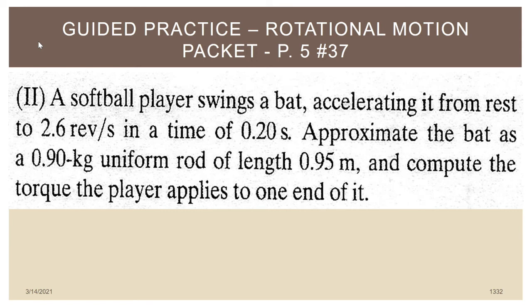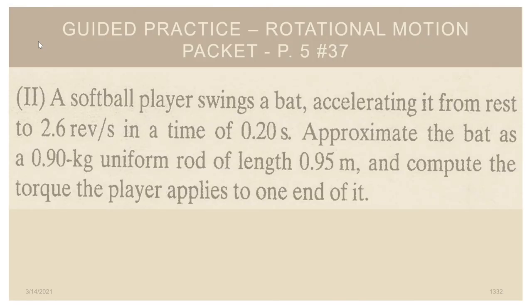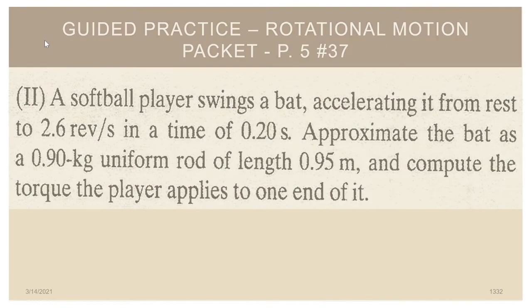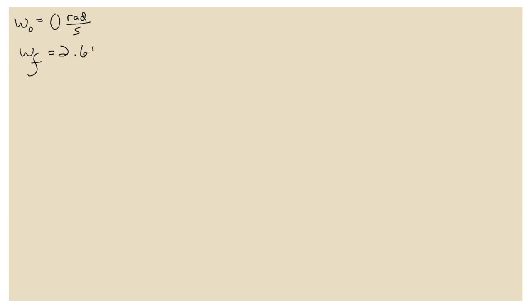Okay, so first, let's just write down the list of knowns. We know that this thing is accelerated from rest, so we'll say omega naught equals 0 radians per second to an angular velocity of 2.6 revolutions per second. Remember, everything you need to do here needs to be in radians per second. And so we'll go ahead and convert that. Remember, you just convert that revolutions per second to radians per second by multiplying by 2 pi. And so if you take 2.6 times 2 pi and you round it off to 2 digits here, we're going to get 16 radians per second.